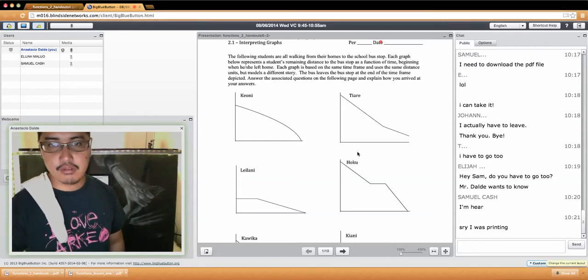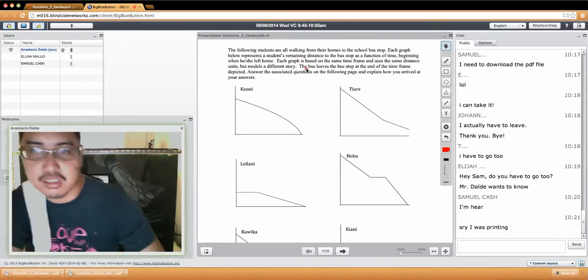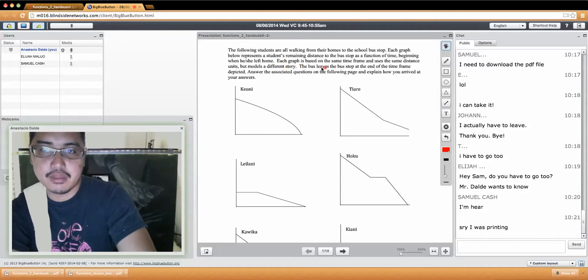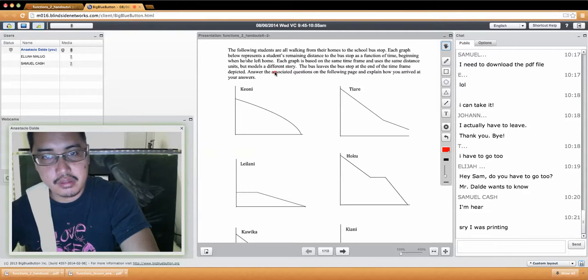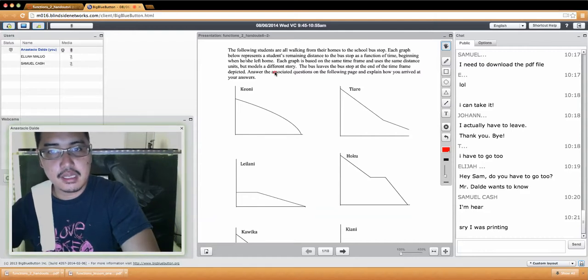Following students are walking home on the bus. Each graph below represents the student's remaining distance to the bus stop as a function of time, beginning when he or she left home. Each graph is based on the same time frame and uses the same distance units, but models a different story. The bus leaves the bus stop at the end of the time frame depicted. All the following students are walking from their homes to the bus stop. Answer the question associated with each. Explain.